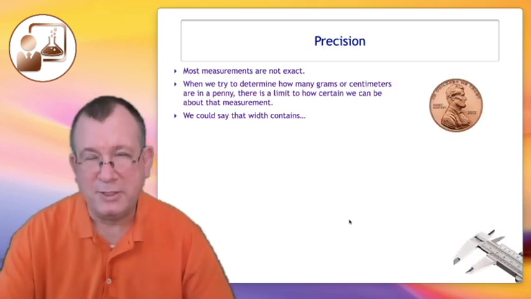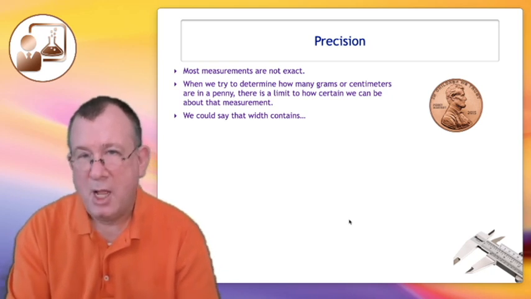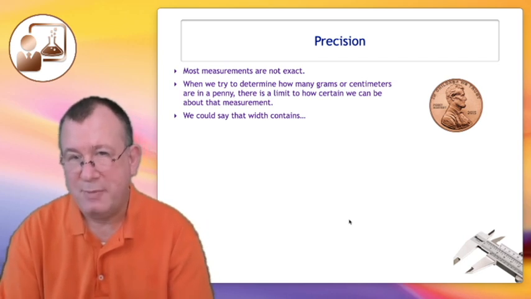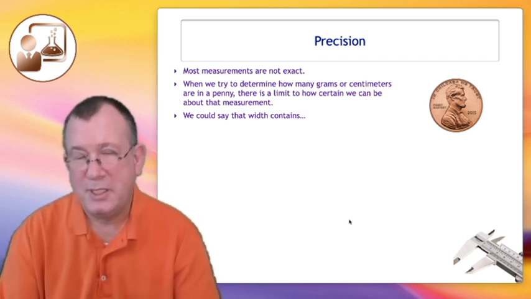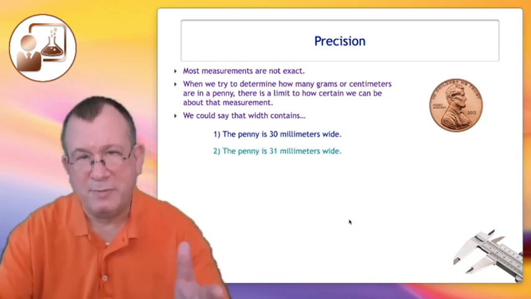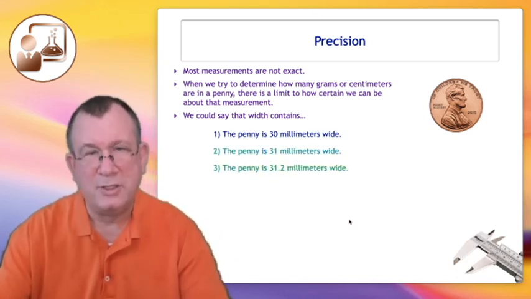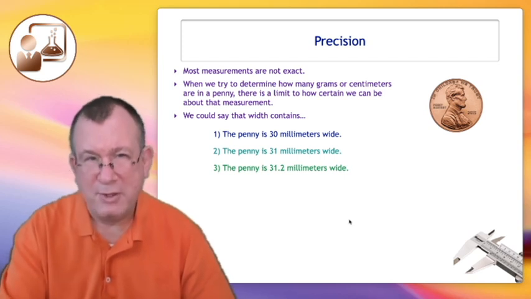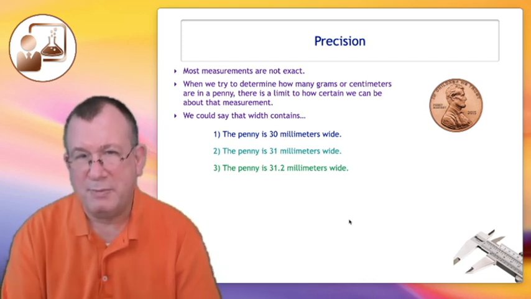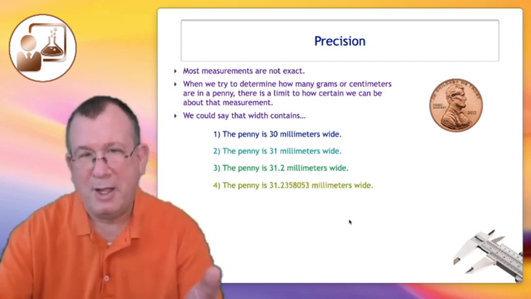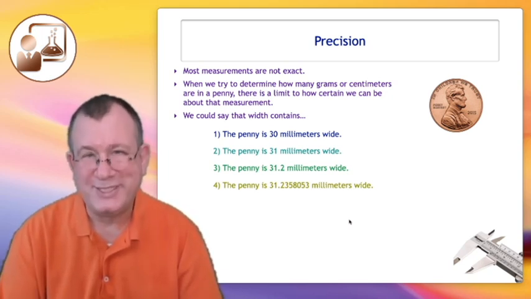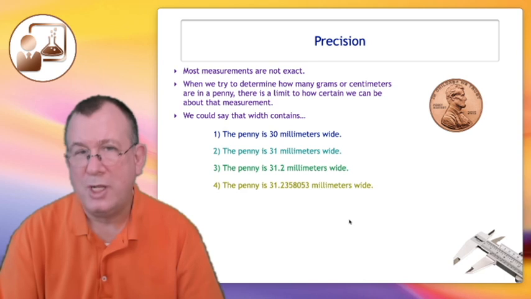If I hold up a penny to you and I say, okay, here's a penny. What is the width of that penny? Well, you can do the same thing. You can try to come up with how many, say, millimeters are in the width of that penny. One person might say 30 millimeters. Another person says 31. Another says 31.2. Do you see how those measurements are different? I mean, they're all trying to talk about the millimeters in there, but each measurement adds a little bit more detail to it. It gets more precise. Precision is a quality of measurements.